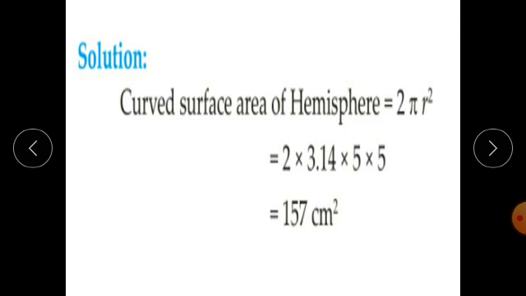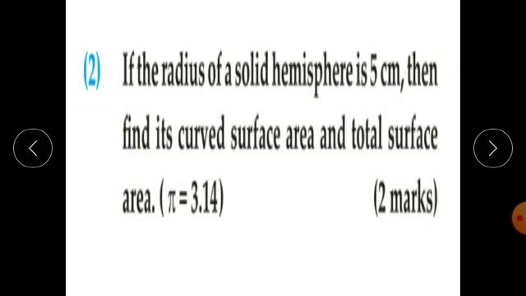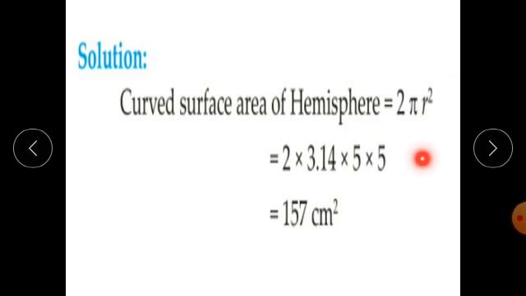So solution. Curved surface area of hemisphere equal to 2 pi r square. So equal to 2 into the value of pi 3.14 into radius 5 centimeter. So 5 square means 5 into 5. So 2 into 3.14 into 5 into 5. So curved surface area of hemisphere equal to 157 centimeter square.